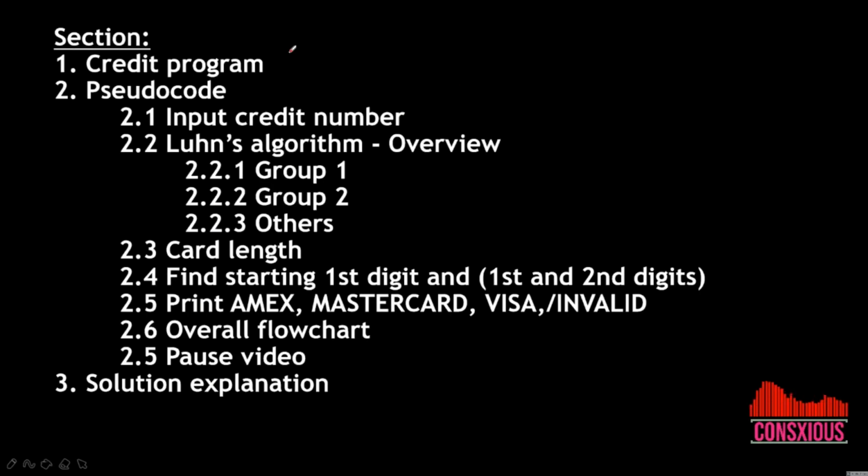So today we're going to talk about a few sections: the credit program, the pseudocode, the input, the loop algorithm, card length, starting digits, the conditions for these three cards and the invalids, and the overall flowcharts. Remember to pause the video when we reach these sections. Then we'll go into the solution explanations.